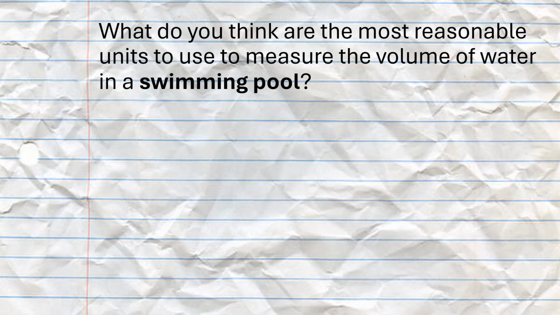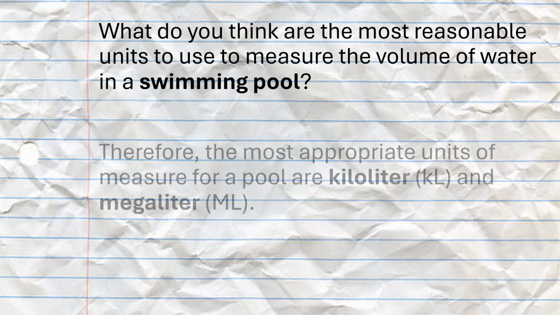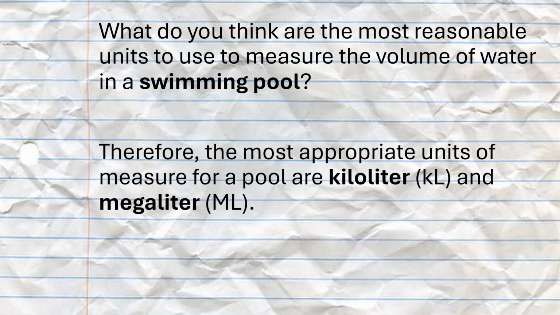What do you think are the most reasonable units to use to measure the volume of water in a swimming pool? Since water is a liquid, the units that can be used to measure its volume are liters, milliliters, etc. A liter is about the amount of juice drink inside a bottle. We know that the pool can hold so much more than a bottle. Therefore, the most appropriate units of measure for a pool are kiloliter and megaliter.